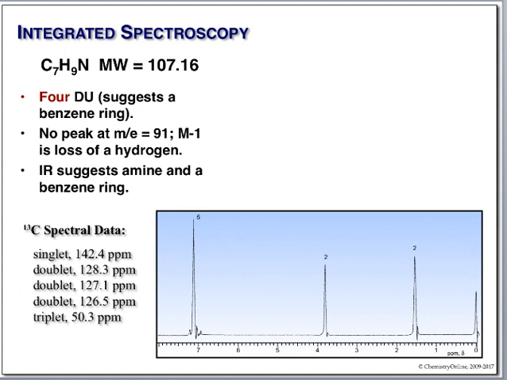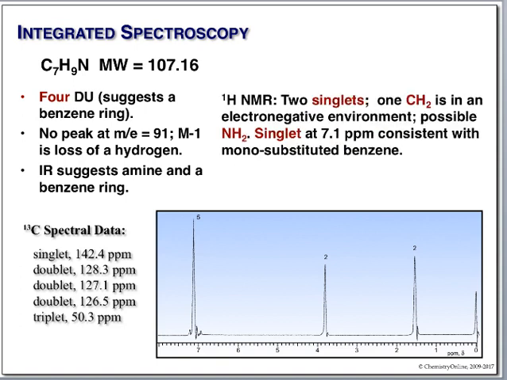One is probably a CH2, and if this is an amine, the other one would be an NH2. Probably this guy would be the NH2 because nitrogen is more electronegative. So here we have 2 singlets down here. One CH2 is in an electronegative environment, possibly the amino group. This is consistent with a monosubstituted benzene, and this is probably a garden variety CH2.